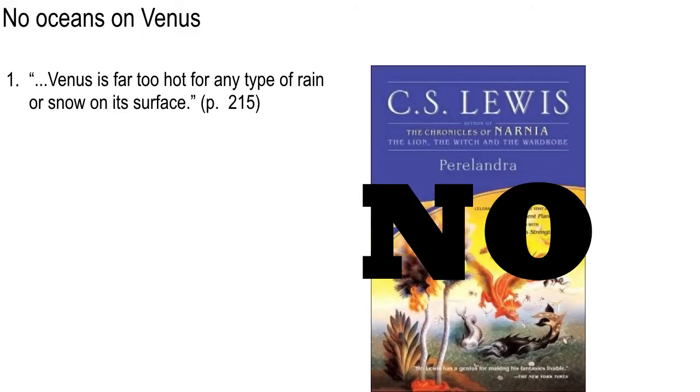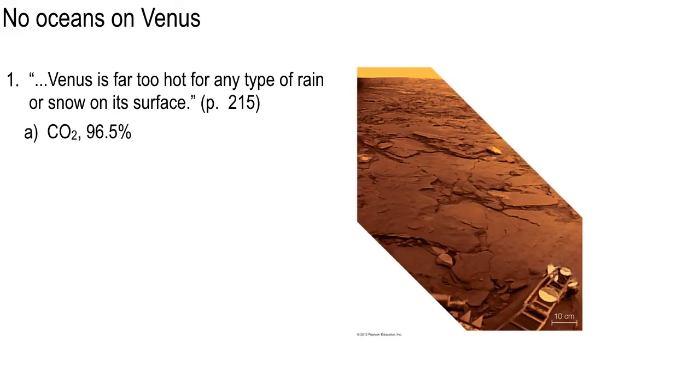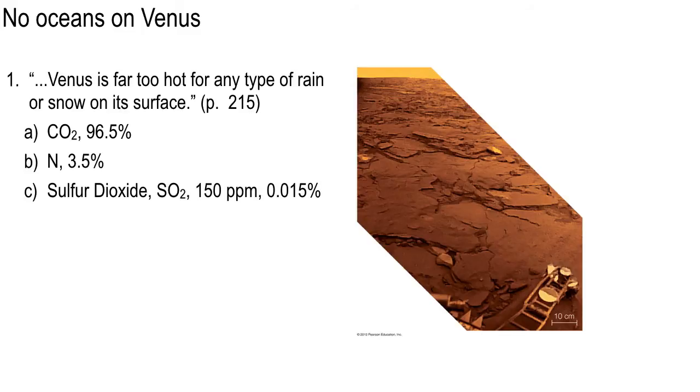It's far too hot for any kind of rain or snow on the surface. And the atmosphere itself, here's the composition. CO2, carbon dioxide, 96.5%, which is one of the reasons there's so much atmospheric pressure. That's heavier than air, and the air pressure there is 90 times the air pressure of our atmosphere, 92, something like that. A little bit of nitrogen, 3.5%. Sulfur dioxide, 150 parts per million. That's about 0.015%.